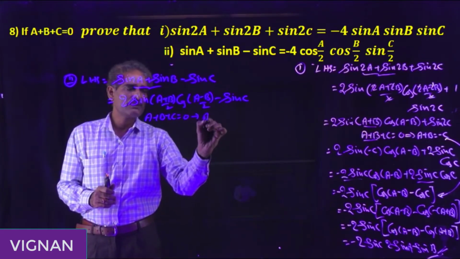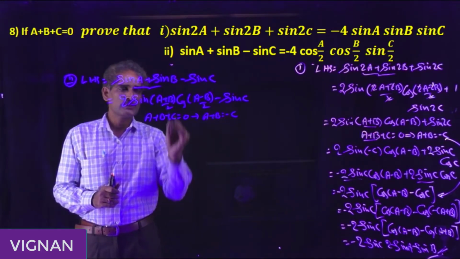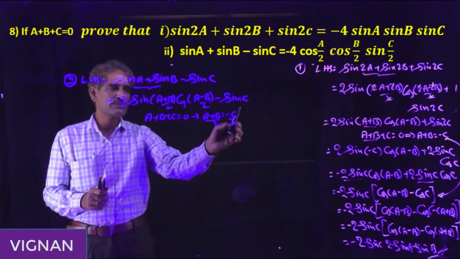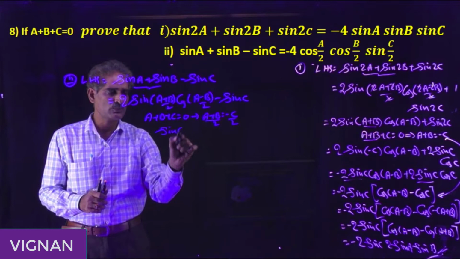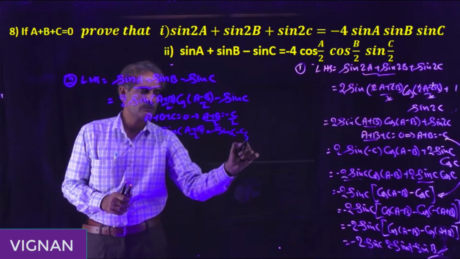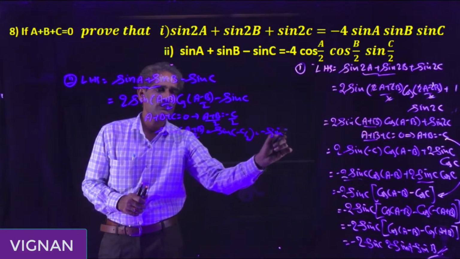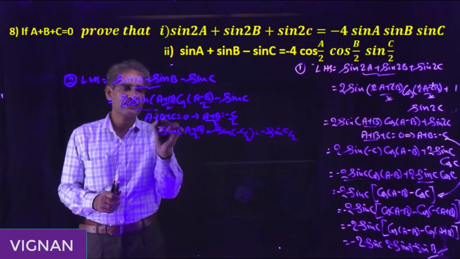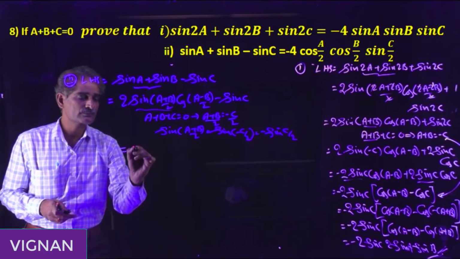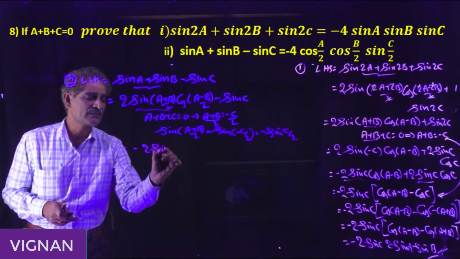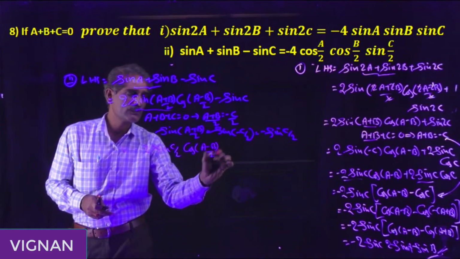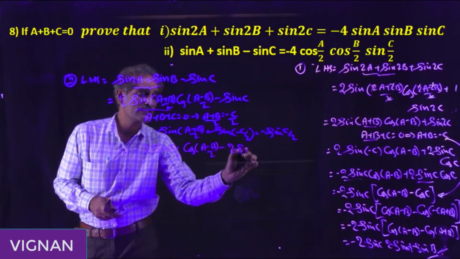From this, a plus b is equal to minus c. Dividing both sides by 2 and applying the sin function, sin of (a plus b) by 2 is equal to sin of minus c by 2, which is minus sin c by 2. Just replace sin of (a plus b) by 2 by minus sin c by 2. This is equal to minus 2 sin c by 2 cos of (a minus b) by 2, minus 2 sin c by 2 cos c by 2.